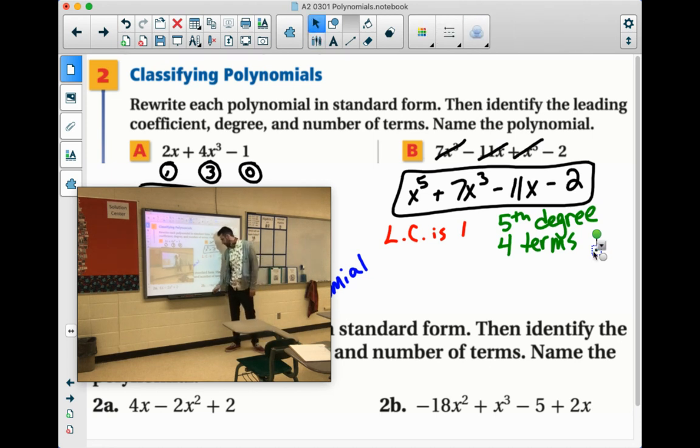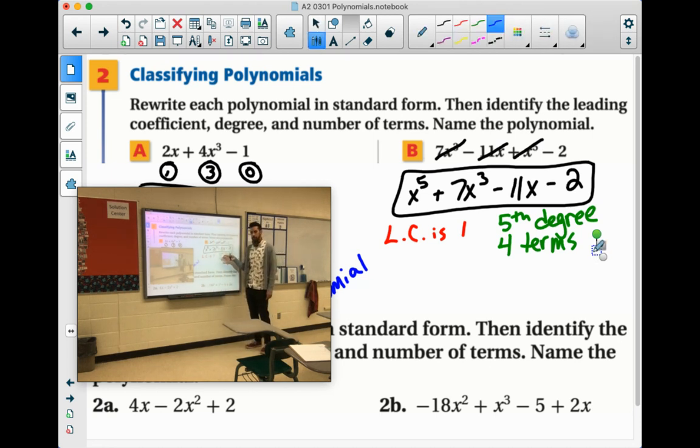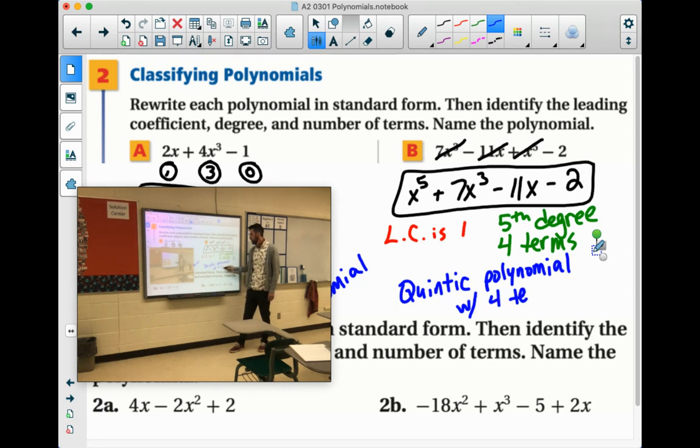And then we have to name it. So the 5th degree, remember, that's the fun one. That's quintic. Quintessential quintic. So we'll say quintic. And there are 4 terms there. So remember what I just said over there. If it's got more than 3, you could just say polynomial with 4 terms. That was fun.